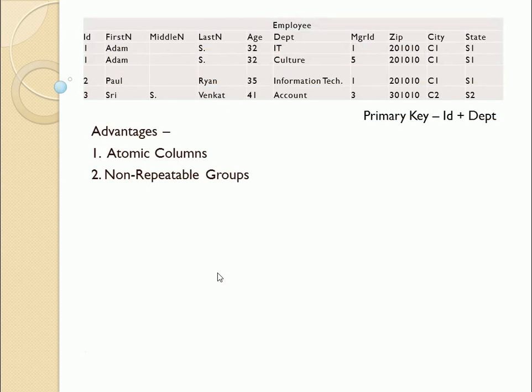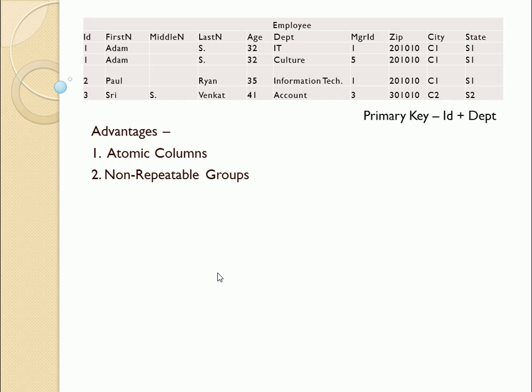The advantage of first normal form is that we have atomic columns, which help us in searching the values more efficiently. For example, the name column can be segregated into first name, middle name, and last name. But first name, middle name, and last name cannot be segregated any further. That means atomic columns are the columns which cannot be segregated any further.